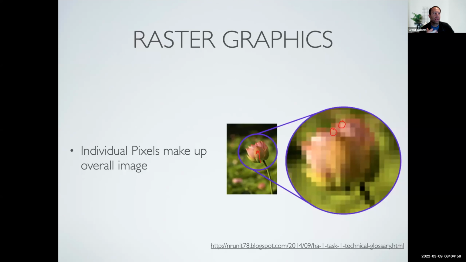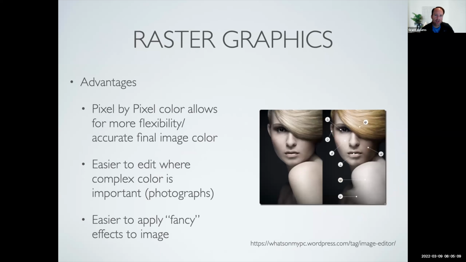And in cameras, we talk about megapixels. So how many million pixels does the image have? Well, a pixel is fundamentally this little square. That is fundamentally a raster graphic. And they certainly have advantages. You have pixel by pixel colors, so you can actually make edits more easily.